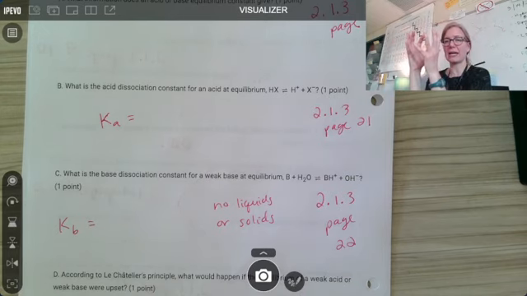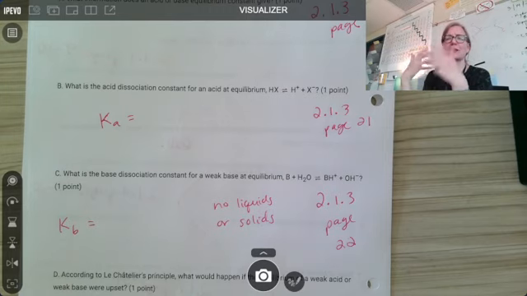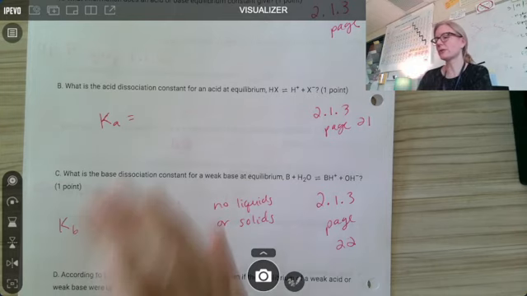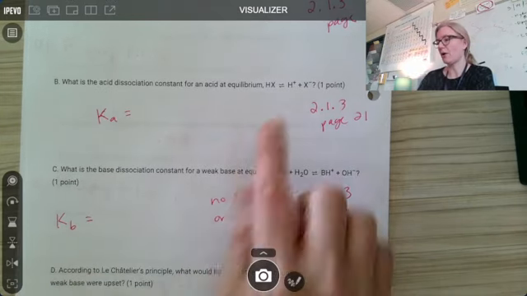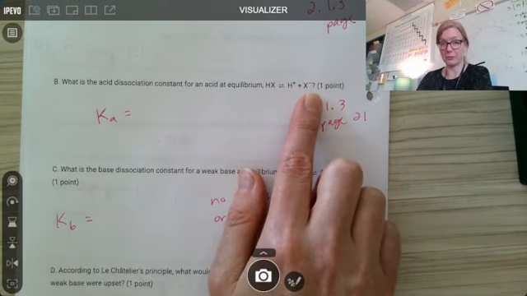You know, you could squeeze a gas into a smaller area to increase its concentration. Same thing with an aqueous solution. You can make it more or less concentrated. So those are included in B and C. All of these are aqueous, so they're all going to be included.